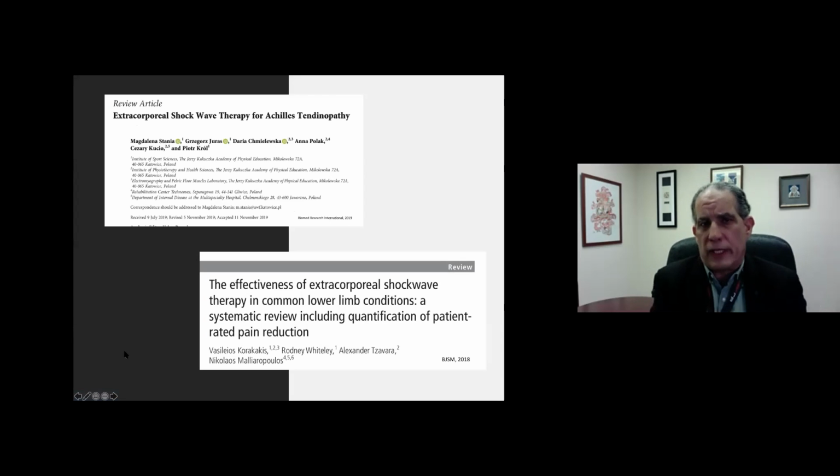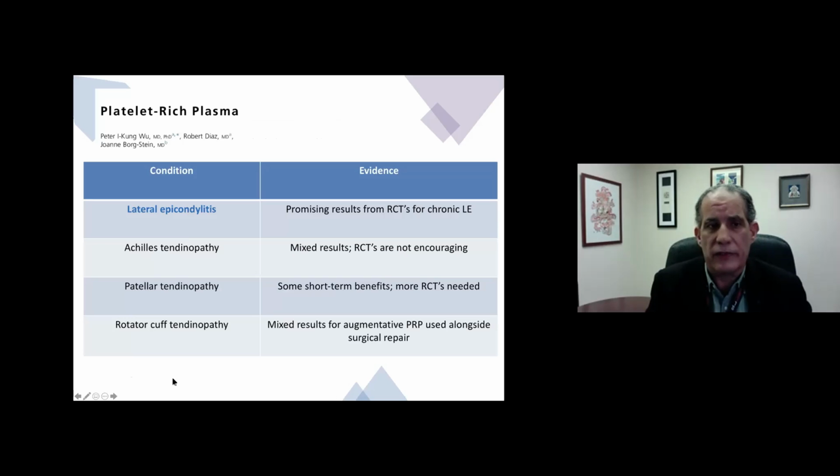Now, that technology has now been used very clearly in Achilles tendinopathy and other conditions. So I don't want to bore you with all of the details, but I think the evidence is quite clear that this is something we should have available for the athletes.